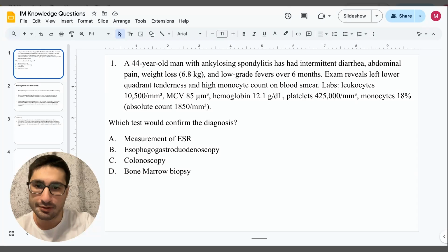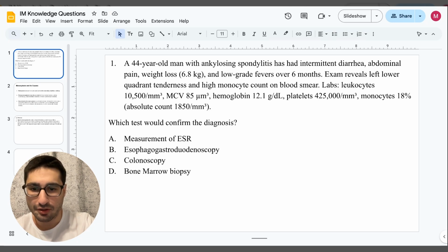So the first question, we have a 44-year-old man with ankylosing spondylitis who has had intermittent diarrhea, abdominal pain, weight loss, 7 kilograms, and low-grade fevers over 6 months. Exam reveals left lower quadrant tenderness and high monocyte count on blood smear. Labs show leukocytes of 10,500, MCV 85, hemoglobin 12.1, platelets 425,000, monocytes 18%. The absolute count is 1,850. The question asks which test would confirm the diagnosis.